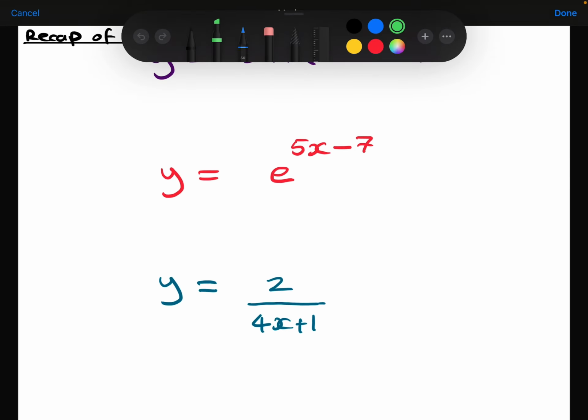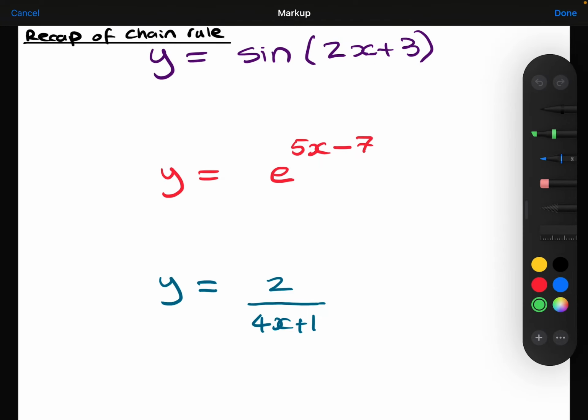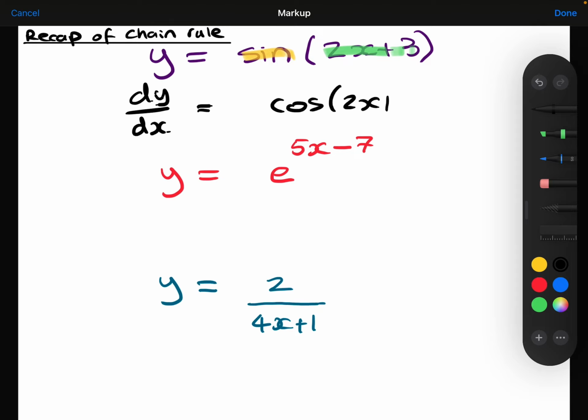You'll hopefully remember that there is a long formal way of doing this, but we like to use the shortcut version. The shortcut version is that I differentiate the outside function and then I multiply by the derivative of the inside function. In this case, I'm going to differentiate the sine first, which would be cos, and then I multiply by the derivative of the inside, the derivative of 2x plus 3. When I differentiate 2x plus 3, I get 2. So I'll times by 2. And that's it. Next example.